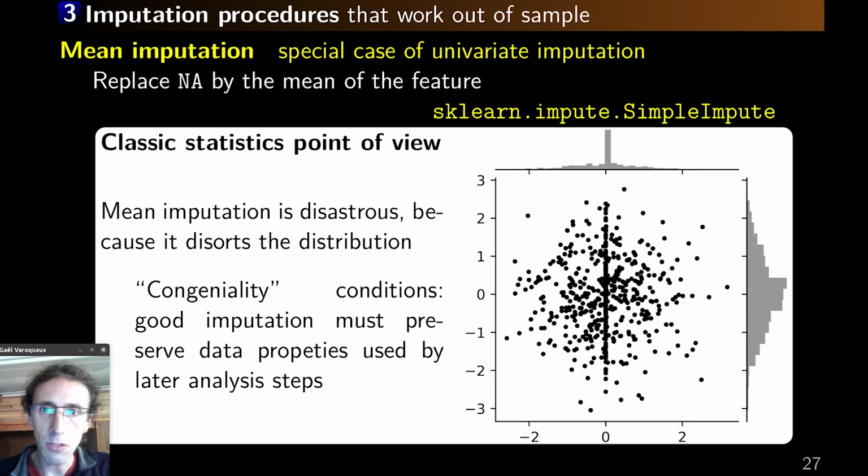From the classical statistical point of view, this is really a bad idea because it distorts the distribution. You can see it here. We've replaced missing values in one feature by the mean of the feature, and it creates a line that you can see with your naked eye in the distribution. And the standard statistical point of view on missing values tells us that good imputation must preserve data properties used by the later analysis step.